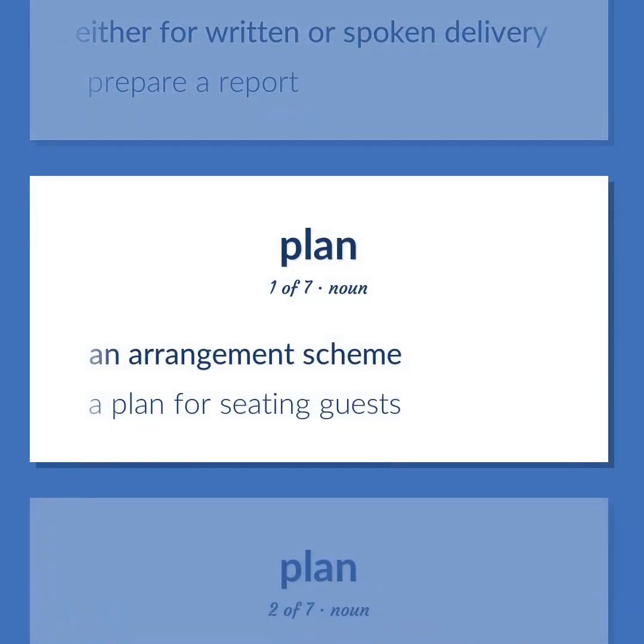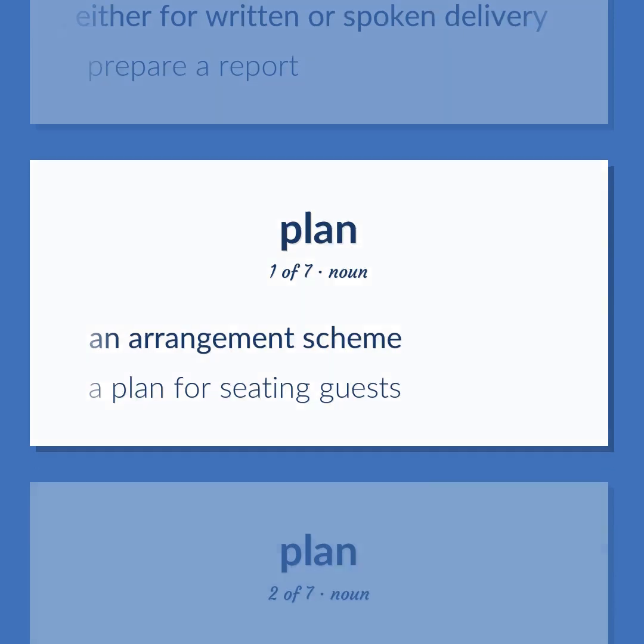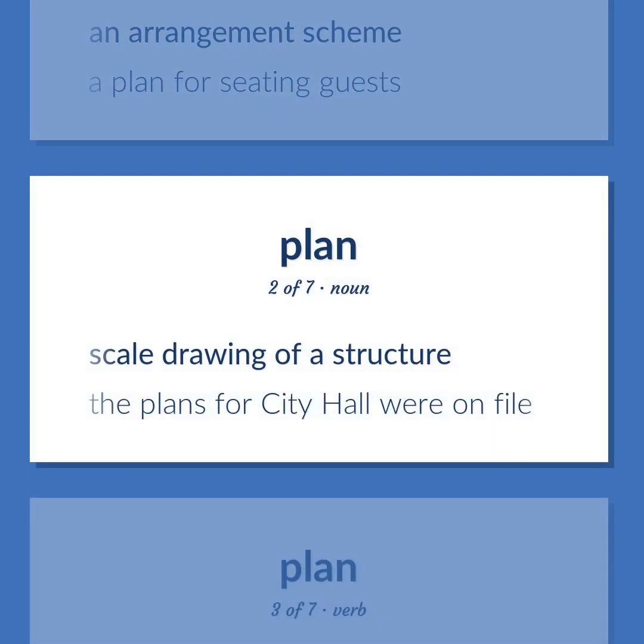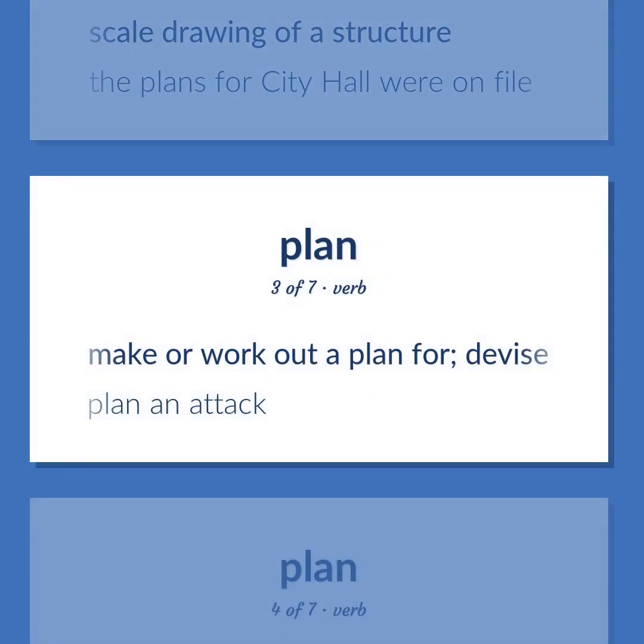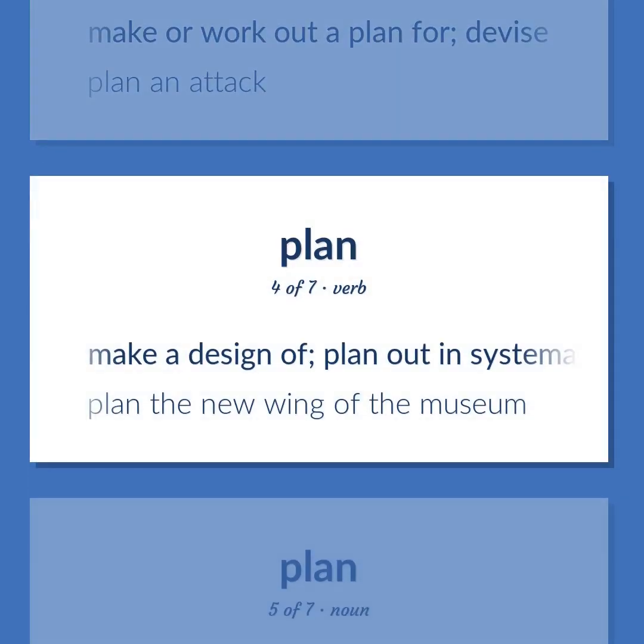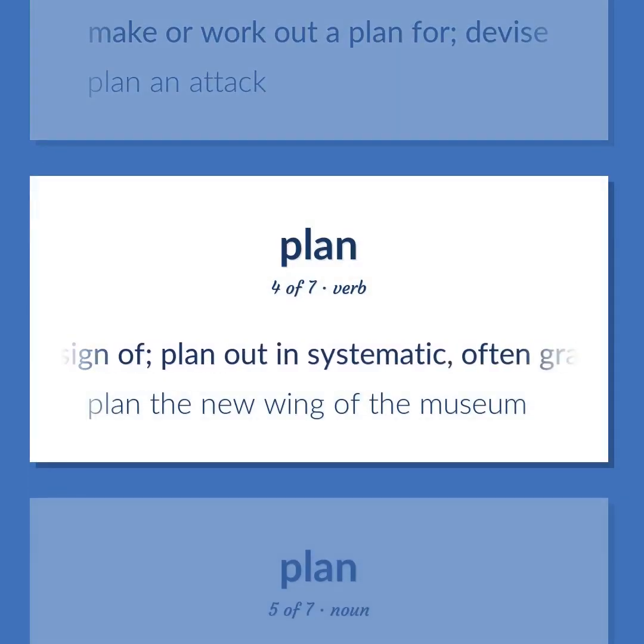An arrangement, scheme. A plan for seating guests. Scale drawing of a structure. The plans for City Hall were on file. Make or work out a plan for, devise. Plan an attack. Make a design of. Plan out in systematic, often graphic form. Plan the new wing of the museum.